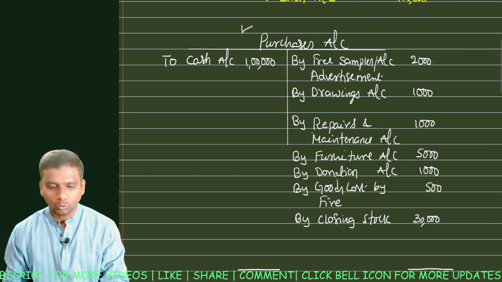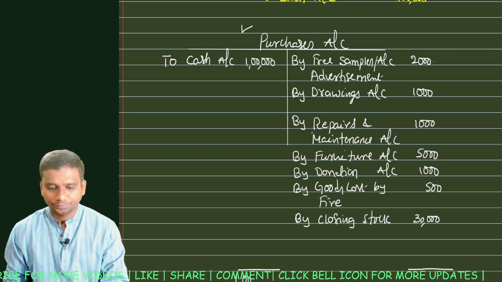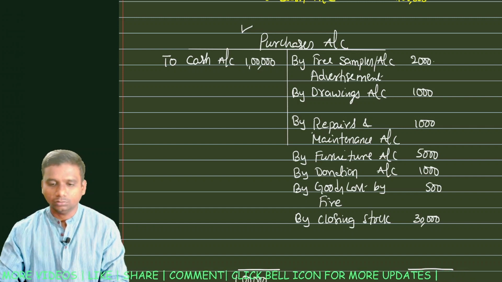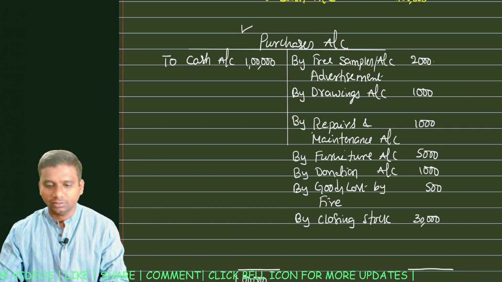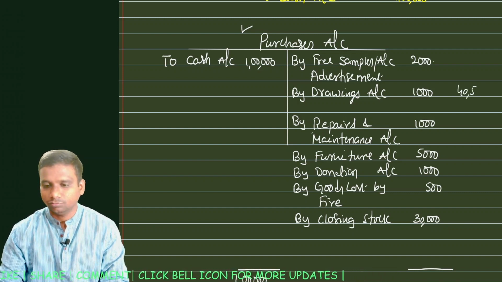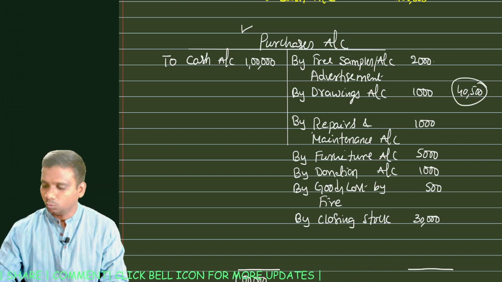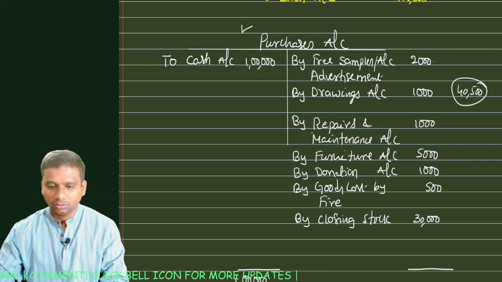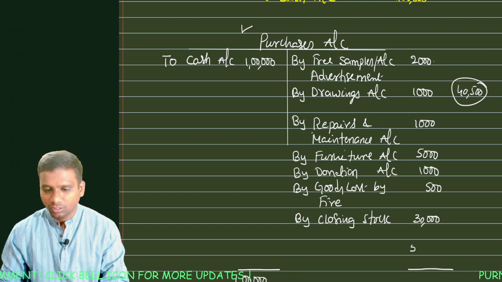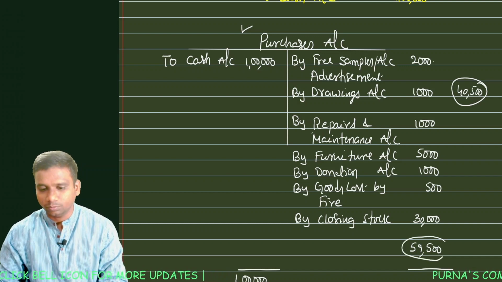1 lakh total debit. Credit side total: 2,000, 3,000, 4,000, 9,000, 10,000, 30, 40,500, put together 40,500. So 1 lakh minus 40,500 will give you 59,500. This is just for example purposes.